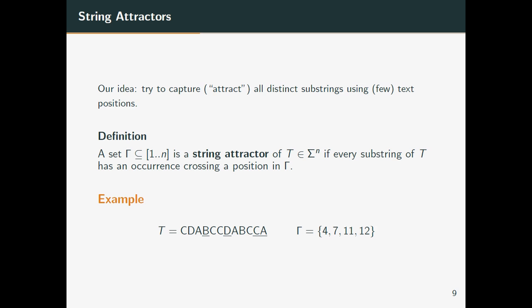Okay, so here we have an example. This is a string, and for example, these 4 positions are a string attractor. Because if you look at every substring, for example ABC, here it does not cross any position, but there's another occurrence that crosses one of these positions, okay? CC is another example. We have an occurrence here of CC, which crosses one of our positions. So this is an attractor of size 4.